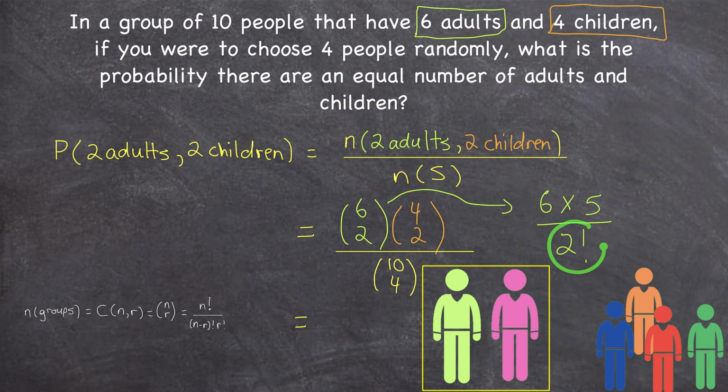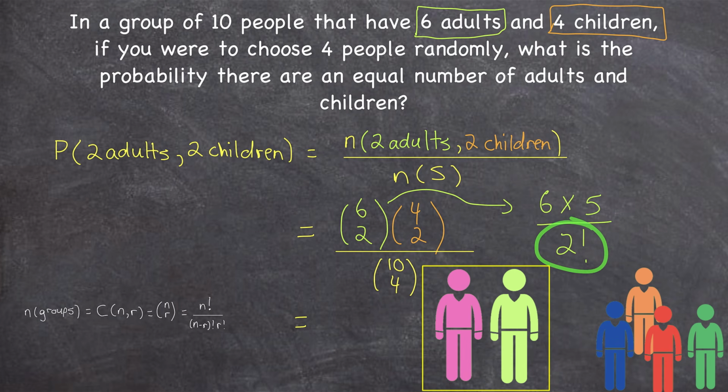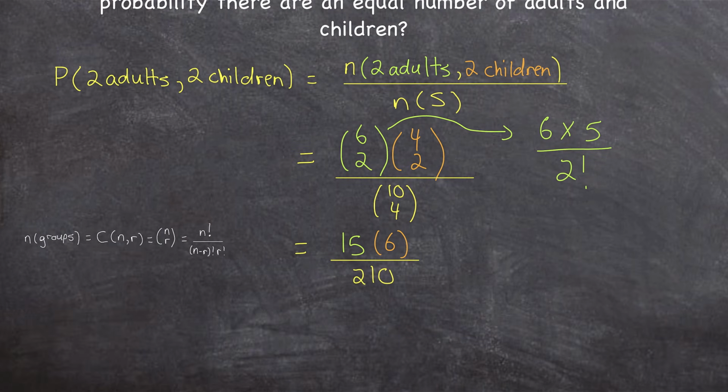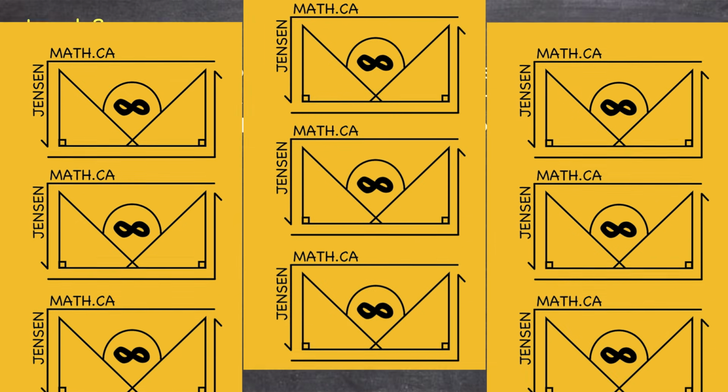And then we have to divide by 2 factorial, because for each of these groups that are made, we could rearrange the people in that group 2 factorial ways, and it's still the same 2 people. So this would simplify to 15 times 6 divided by 210 total possible different groups that could be made. So we have a probability of 90 over 210, which reduces to 3 out of 7, or as a decimal, that's about 0.4286.